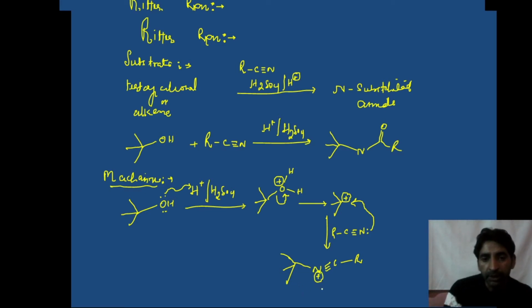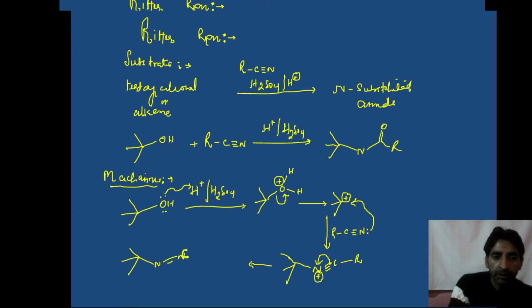Now what will happen in the next step? This bond will break towards the nitrogen atom so as to neutralize this positive charge, and a carbocation is generated on this carbon. So we get an electrophilic center. Over here we are going to get an electrophilic center.